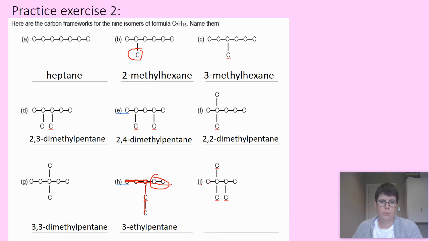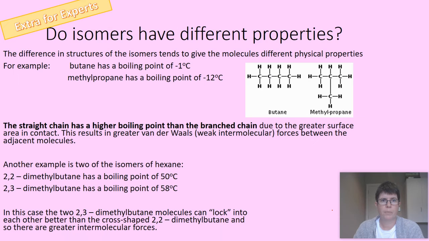Then we've gone shorter, so the longest chain is 4, so this is butane. Then we've added methyl groups so that we've got 7 carbons. So this one is called 2,2,3-trimethylbutane. Okay, so I hope you did well with that.